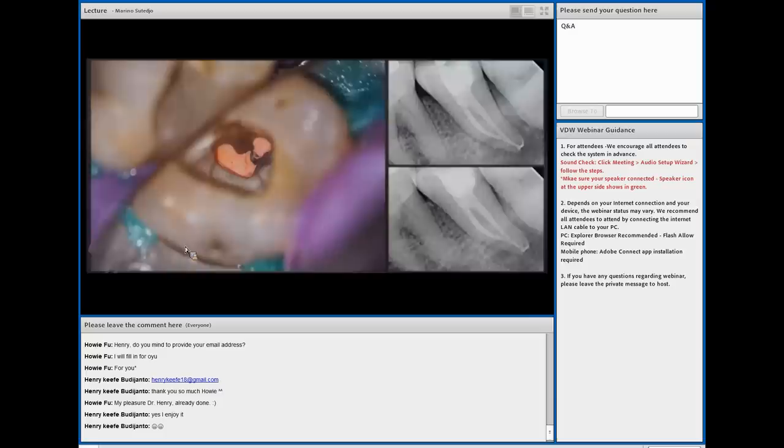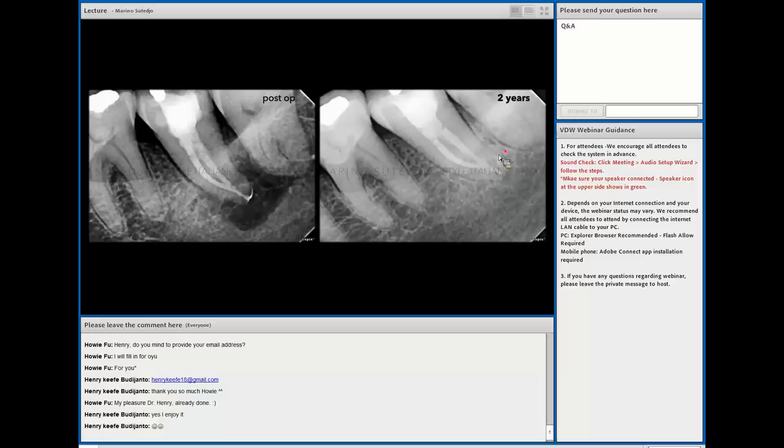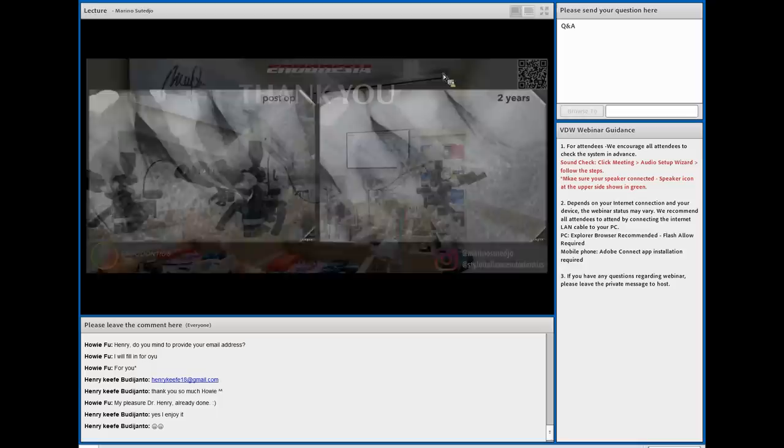As you can see here, there is a confluence. There are two canals that are joining into one. You can see there is a little bit of ramification in the apical area. And this is the post-op, and you can see this is 2 years after, the ramification sealer is still there and the lesion is gone. The tooth was functioning as normal, and we can maintain quite good structures both in the pericervical dentin area and also in the coronal area of the tooth.